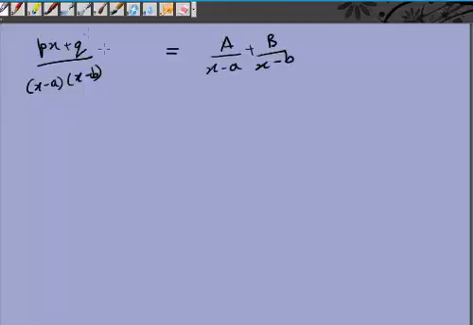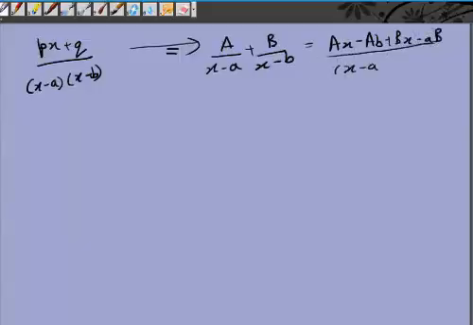So our goal is to write this expression in this form, and after that we'll know the integral. This will be A times log of mod x minus a, plus B times log of mod of x minus b. So how do we write it in this form? Well, you just multiply. So this will be A times (x minus b), or Ax minus Ab, plus Bx minus Ba, by (x minus a) into (x minus b).